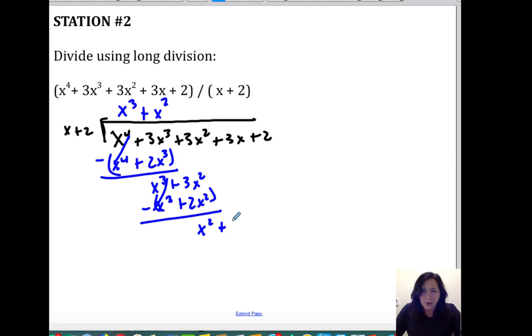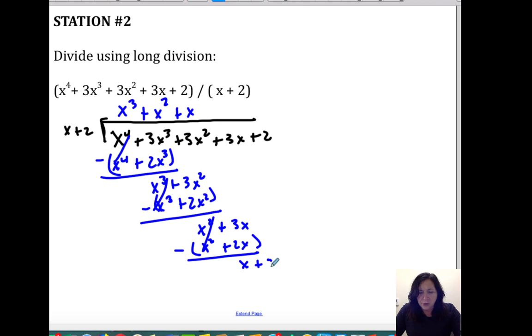Next term comes down, plus 3x. X times what is x squared? Well, that's going to be x. X times x, x squared. X times 2 is plus 2x. I'm going to subtract the quantity. These cancel. 3x minus 2x is 1x.